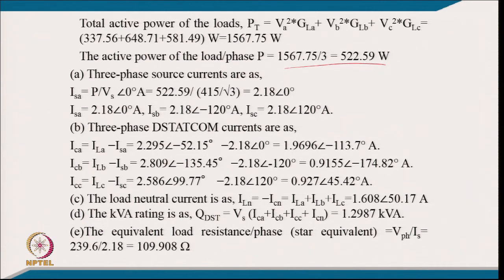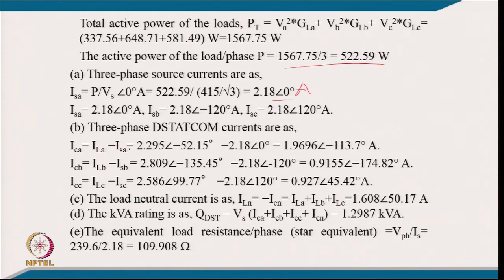The three phase source currents can now be found as Is equal to P upon Vs at the angle. So, this is the per phase power and this is the per phase voltage. It comes 2.18 at the 0 degree ampere. Similarly, the B phase will be at minus 120 degree, and the C phase will be at plus 120 degree ampere. So, all three phases will have balanced current, in phase with the supply voltage. Then we find the three phase STATCOM current from the basic relation of Kirchhoff's current law.